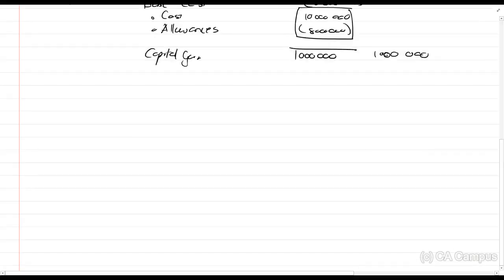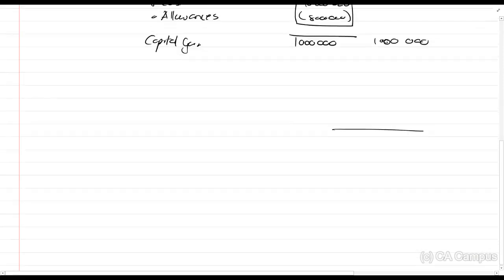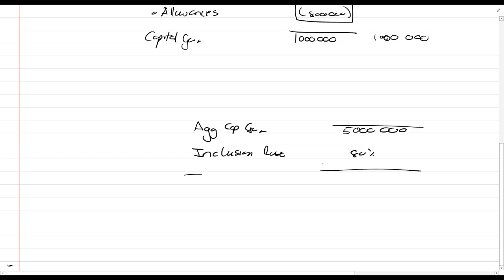Now I add up everything in my CGT column, which is a million rands and 4 million rands from the land as well, 5 million. Okay, so my aggregate capital gain. Do we have any capital losses brought forward? None. Okay, our inclusion rate is 80%. So that means our taxable capital gain is 4 million rands. That 4 million rands goes into my rands column.